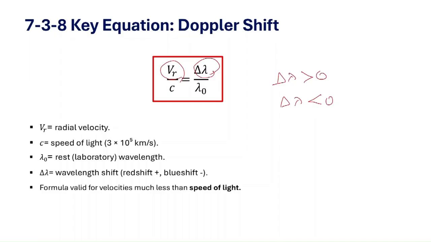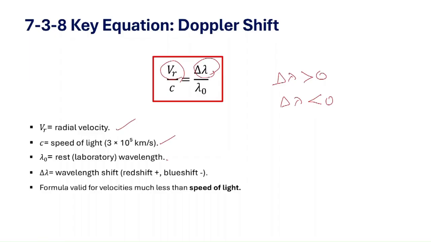Now here VR tells us how fast the star or gas cloud is moving toward or away, which is the radial velocity. And C is the speed of light, which is a constant. Its value is 3 times 10 to the power 5 kilometers per second, or in meters per second, it is 3 times 10 to the power 8, right?